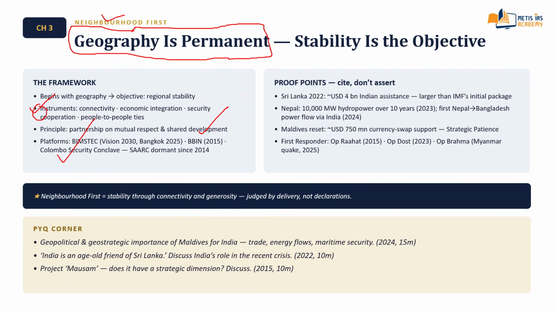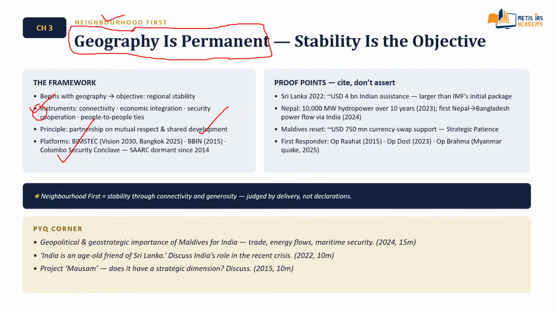Fourth, explain India's responses, like neighborhood first, development partnerships, connectivity, capacity building, security cooperation, and sub-regional initiatives like BBIN. Then finally, conclude by emphasizing mutual trust, shared prosperity, respect for sovereignty, and regional cooperation. In this way, you have to conclude.